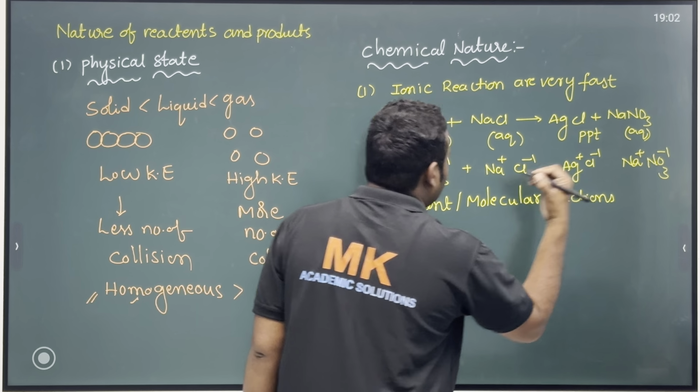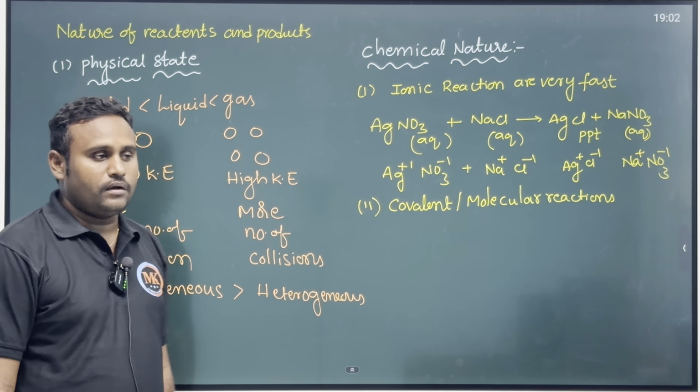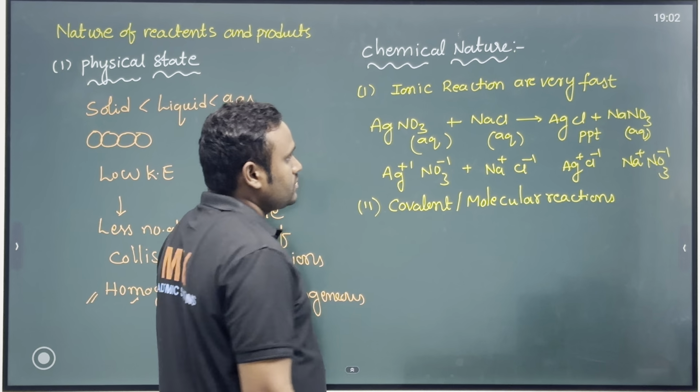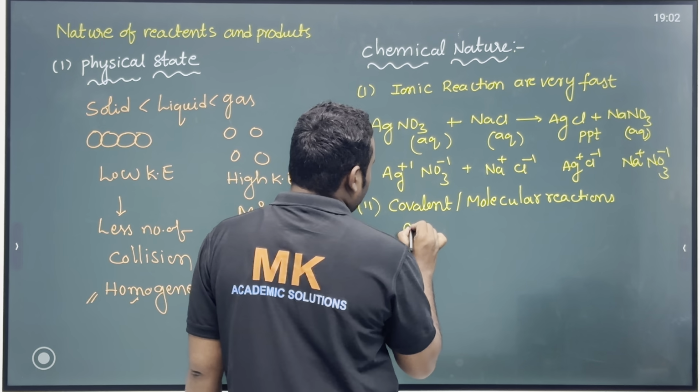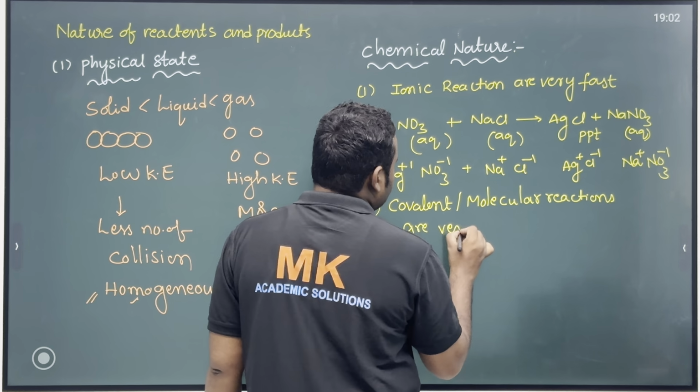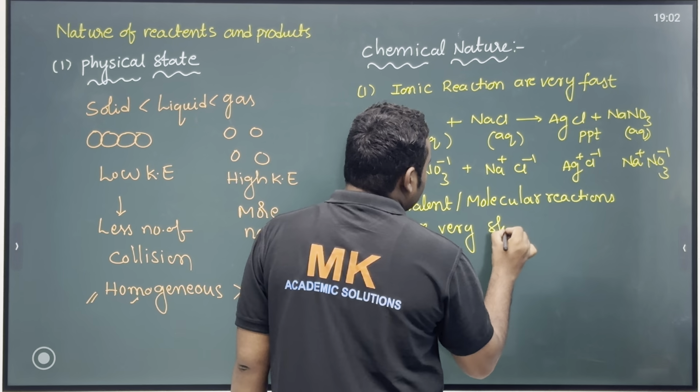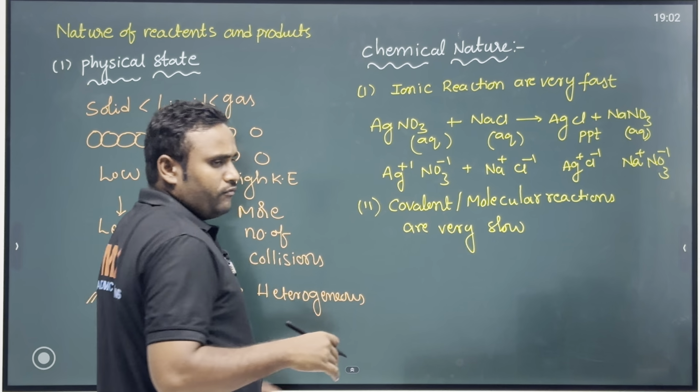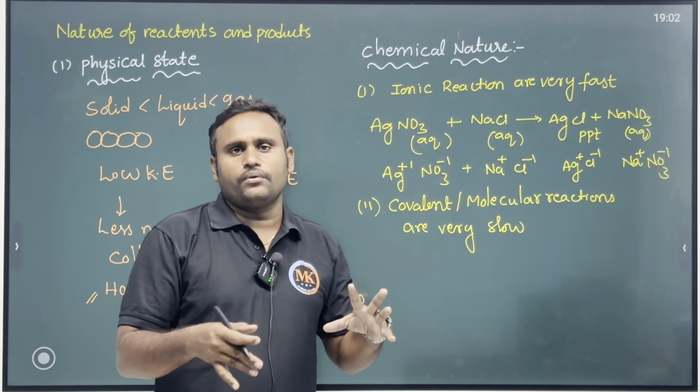Reactions. Covalent or molecular reactions are very slow. Why are they very slow? Because here we need to break the bond and here we need to make the bond.